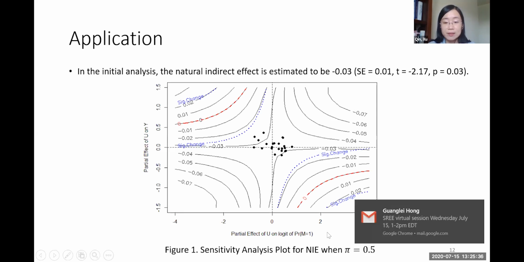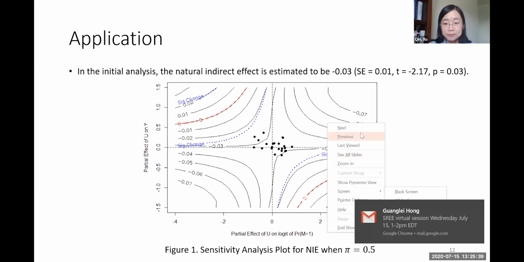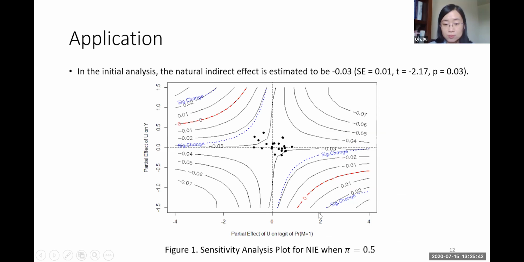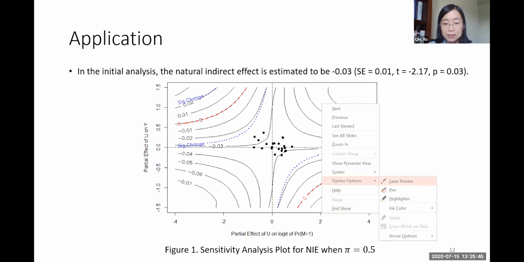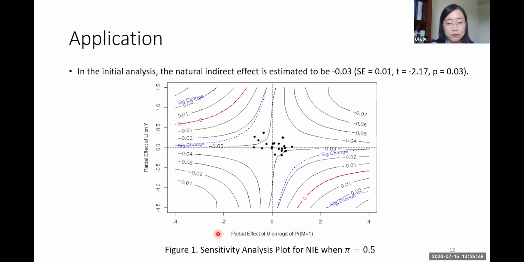The x-axis here is the coefficient of U in the logistic regression of the binary mediator, and the y-axis is the coefficient of U in the outcome model, while pi, the marginal probability of U equals 1, is fixed at 0.5. Each black curve represents the combinations of sensitivity parameters that lead to the same indirect effect estimate as indicated by the number on the contour. The sensitivity parameters along the red dashed curve reduce the estimate to 0.